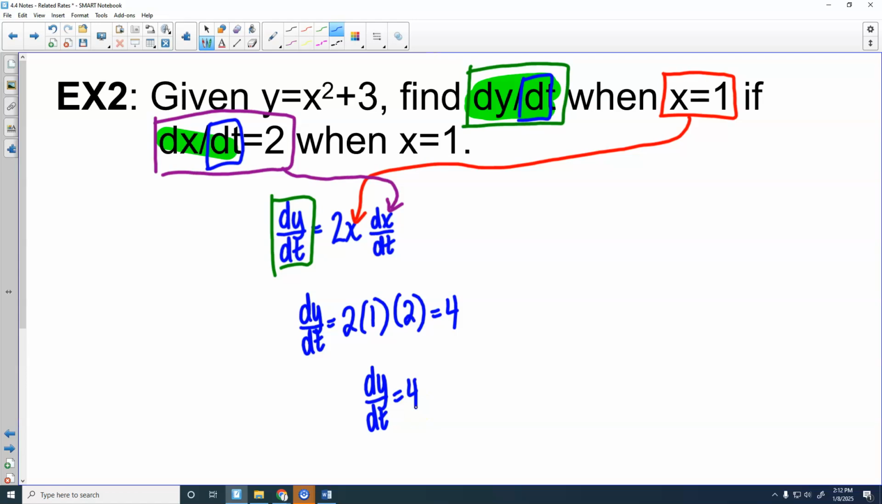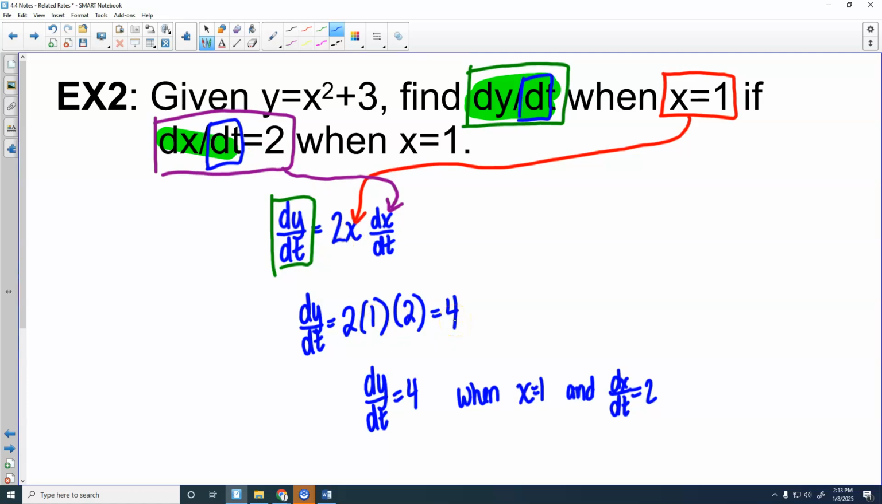Now, something important to know for these problems, and when we get to more applications, we'll look at this more in depth, but dy/dt is not always 4. dy/dt equals 4 in this scenario when x equals 1 and dx/dt equals 2. All right, so it's only for this scenario. If we change the value of x, then dx/dt might change. We don't know. They didn't tell us what it was. And then our numbers would be different.